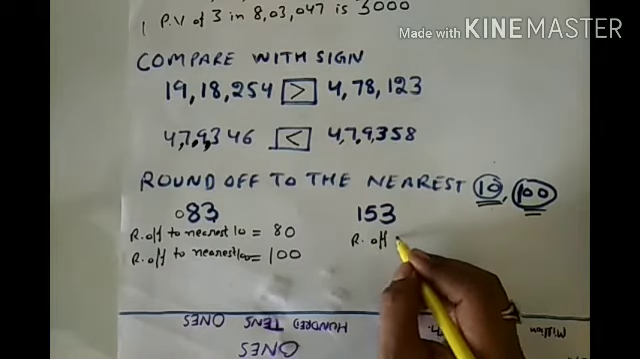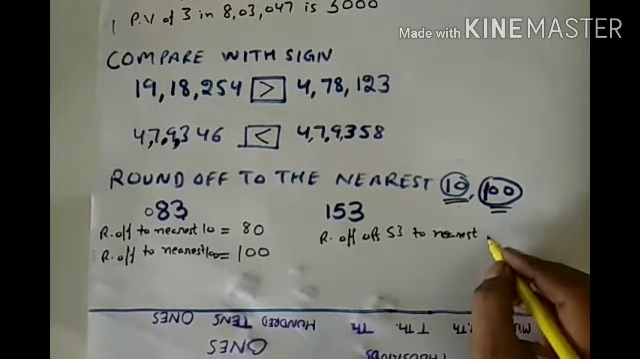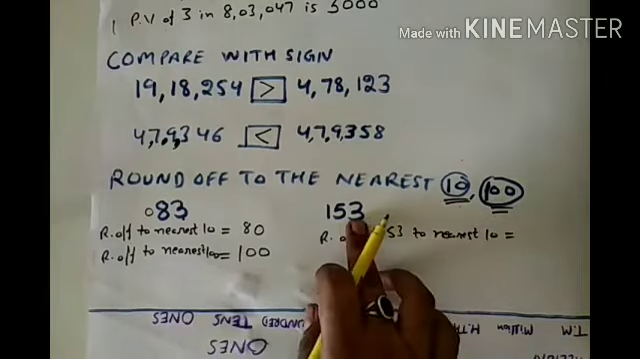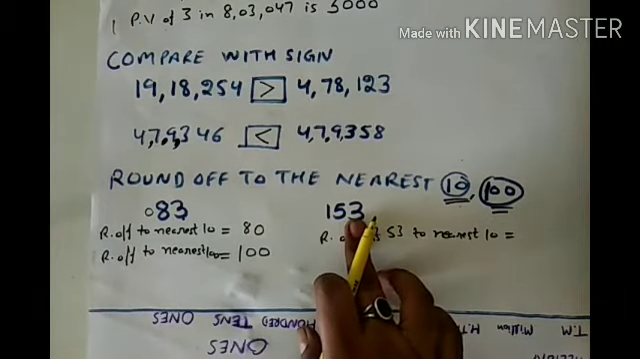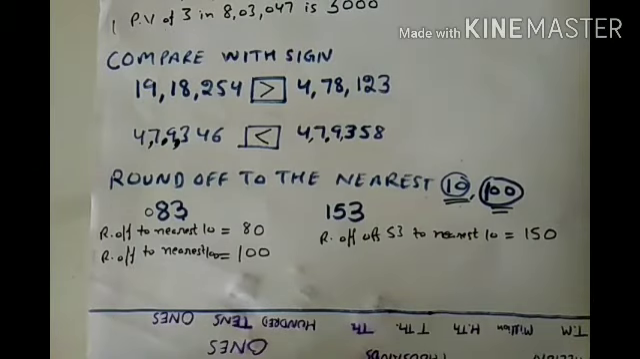So similarly here 153. Rounding off 153 to the nearest 10. Now for the nearest 10 we have to see the digit at ones place. Now the digit at ones place is 3. Therefore it is less than 5. So I will make this 0 and not change any other digit. So its rounding off to the nearest 10 is 150.